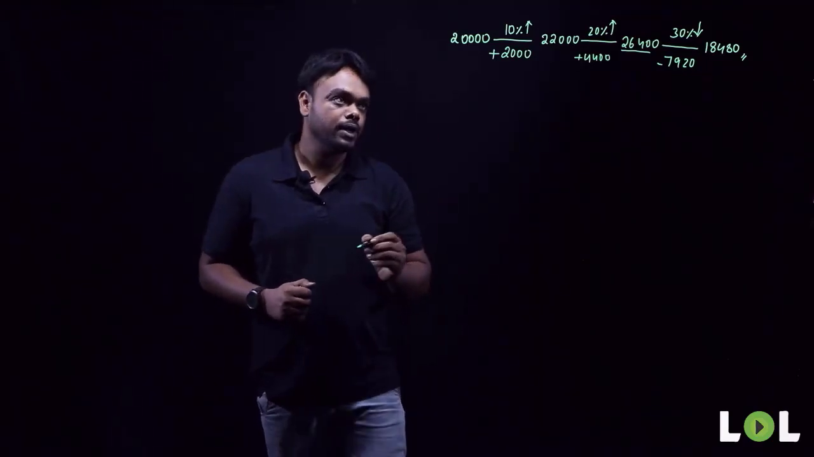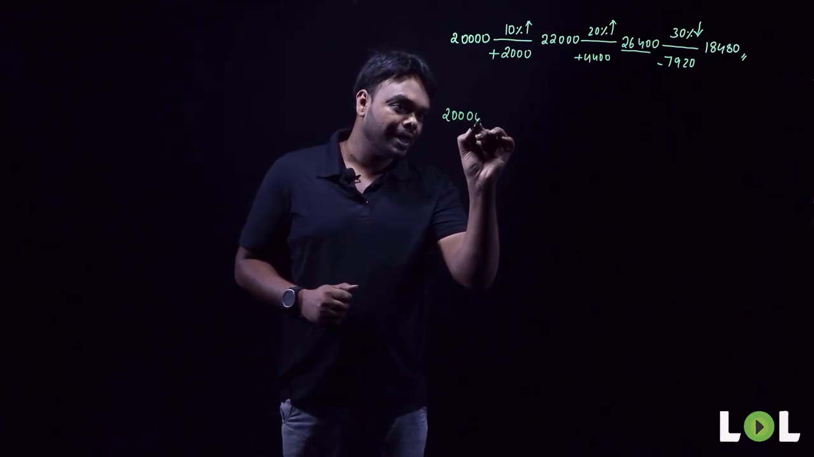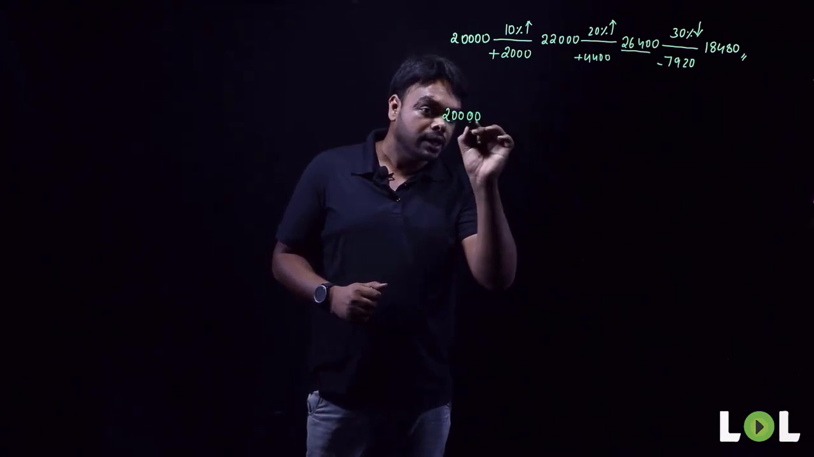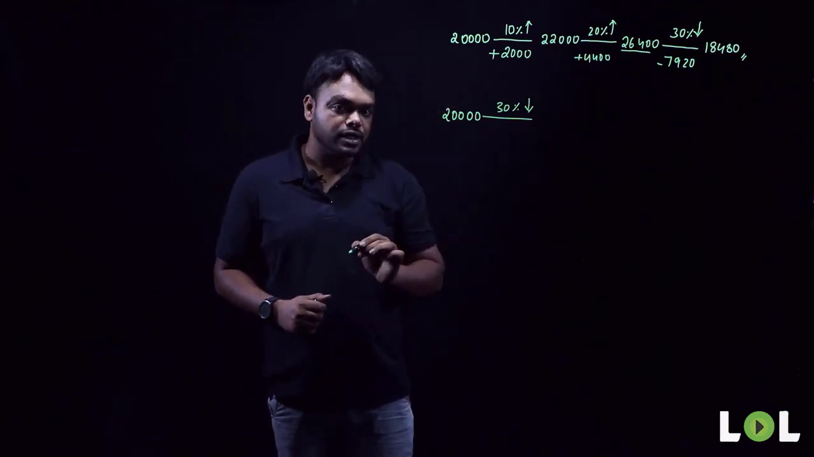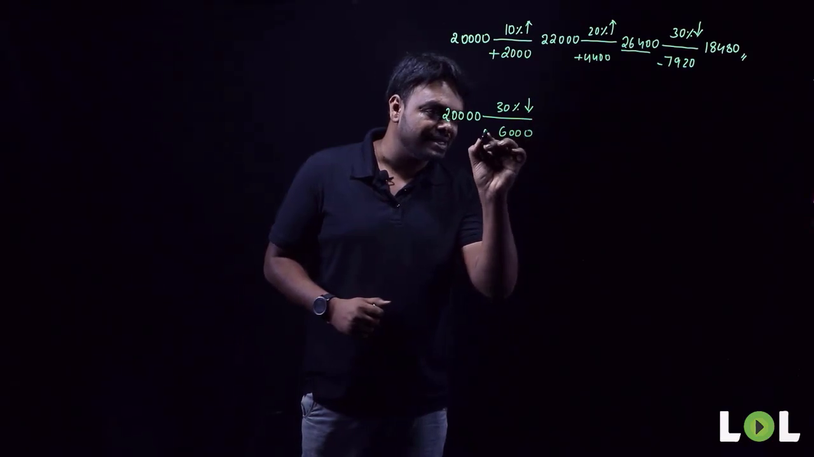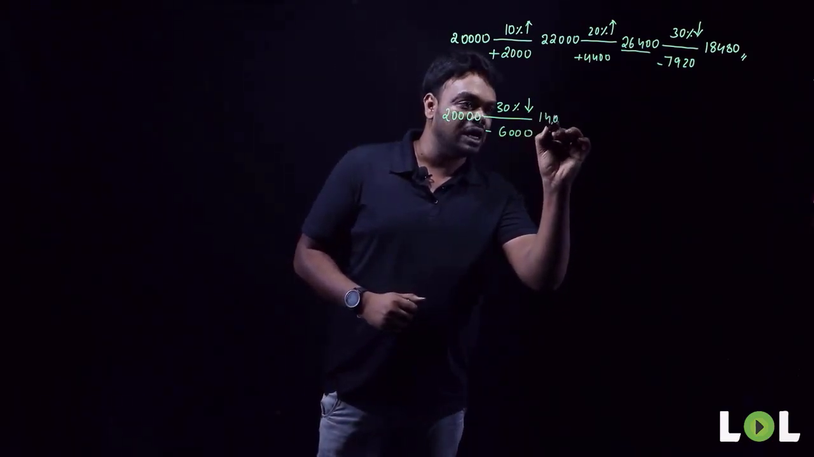But let me show you a better way of solving in the same method. Now we know the original population is 20,000. Rather than applying the 10% first, I would like to apply 30%. So, 30% decrease. We know 10% of 20,000 is 2,000. 30% will be 6,000. So let us decrease it by 6,000. What should we get? We should get exactly 14,000.